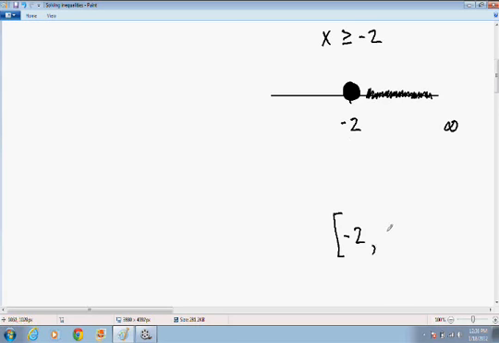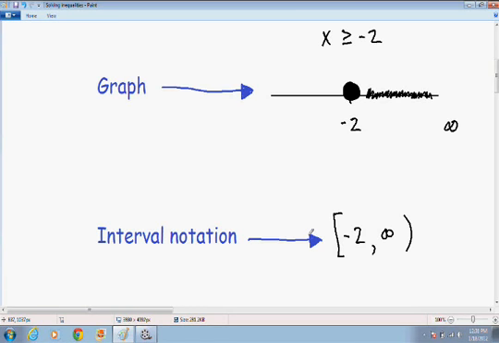Then you put a comma, and on the right-hand side, you put the larger number, which since it goes all the way to infinity, we put infinity on the right-hand side. And since a number can never really equal infinity, you put a parentheses. So now we have graphed the inequality and also expressed it in interval notation.